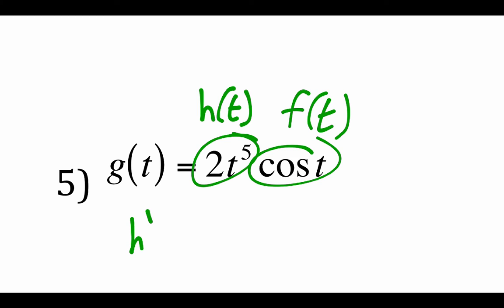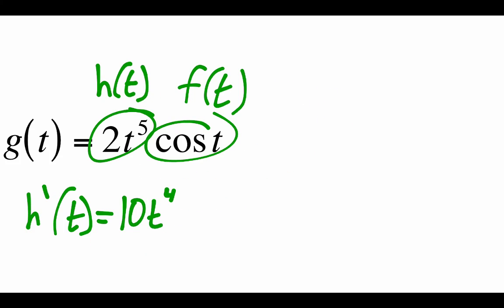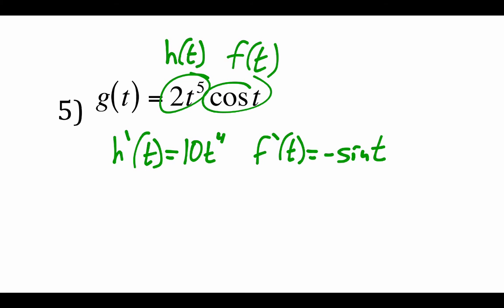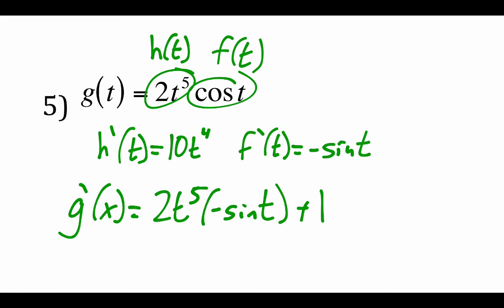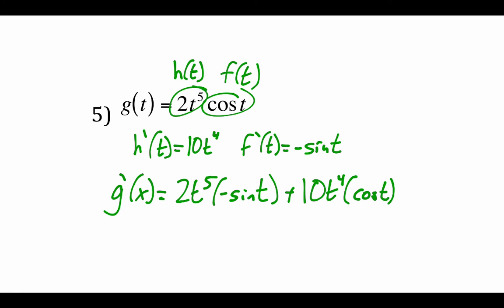So h prime, the derivative of 2t to the 5th, would be 10t to the 4th. And then for f prime of t, the second piece, the derivative of cosine is negative sine of t. So g prime of t is the first function, 2t to the 5th, times the derivative of the second, so times negative sine of t, plus the derivative of the first function, 10t to the 4th, times the second function, cosine of t.